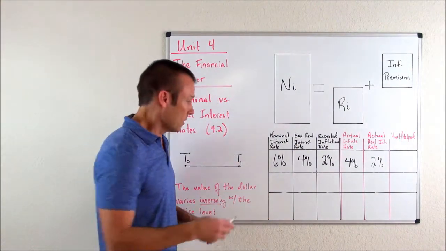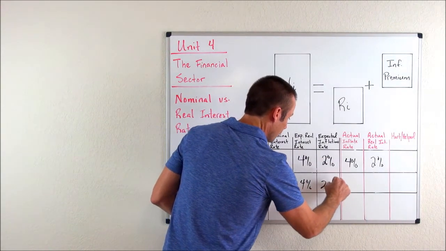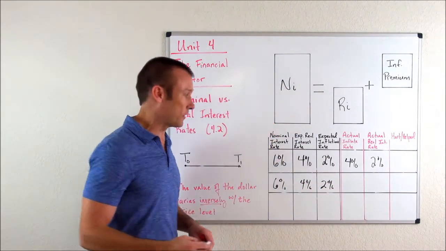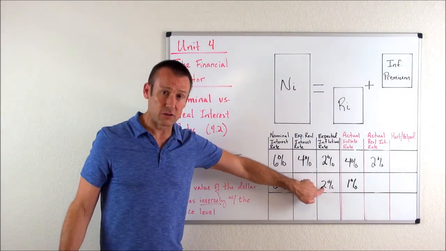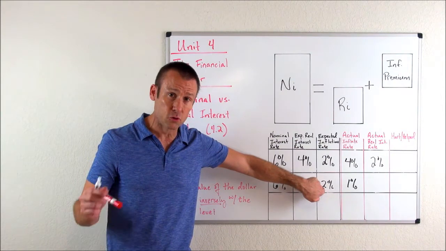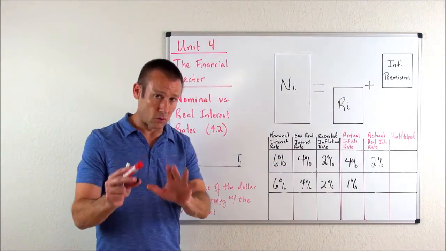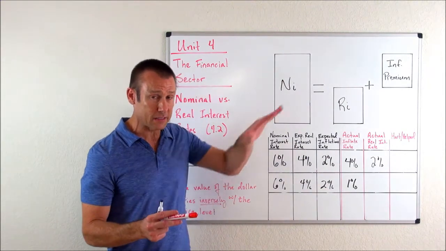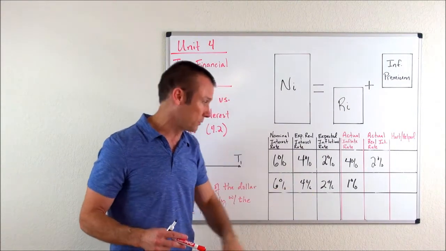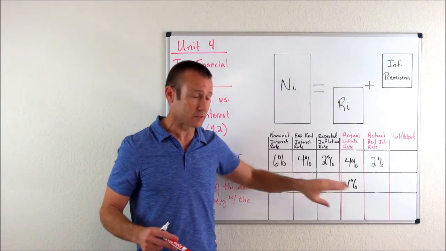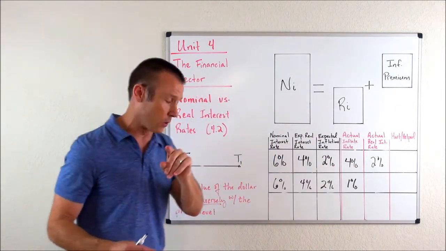Okay? Now, let's do another example. Again, I'm going to stick with 6%, 4%, 2%. But I'm going to say the actual inflation rate ends up being 1%. So again, we're expecting the dollars that we're going to be paid to be worth 2% less, but they're going to end up being worth 1% less. Don't get confused. That 2% means the price level or the inflation rate is 2%, which means the value of the dollar is going down by 2%. But it ends up that the price level only went up by 1%, so the value of the dollar only went down by 1%.